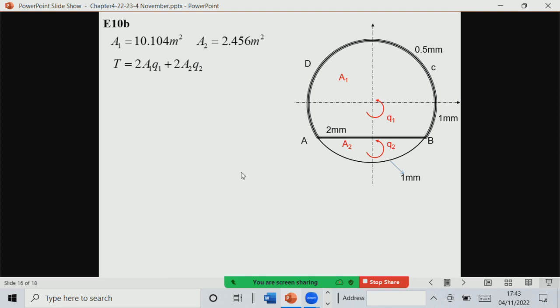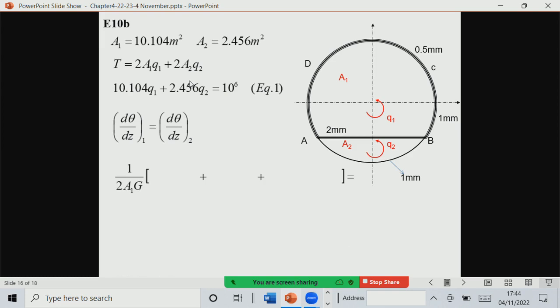So I substitute the values, and from there I find one equation. I've got two unknowns, actually I've got three, Q1, Q2, and also the rate of twist. Now I'm going to use the compatibility equation. The two cells are actually one system. They both rotate with the same angle. So the angle of twist of cell number 1 must be equal to the angle of twist or rate of twist of cell number 2.